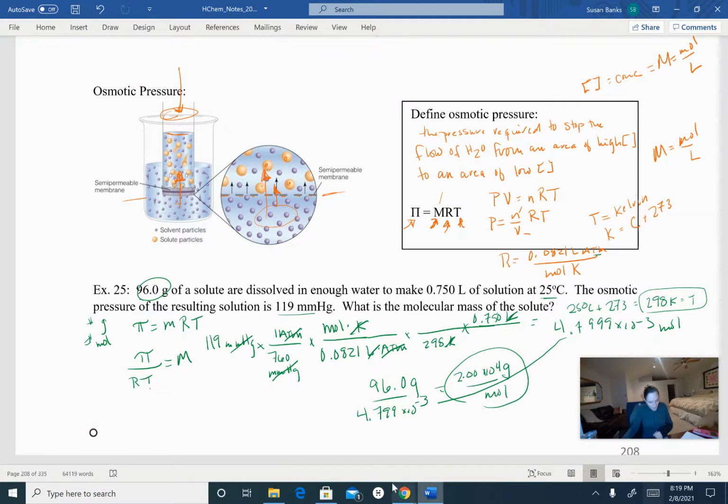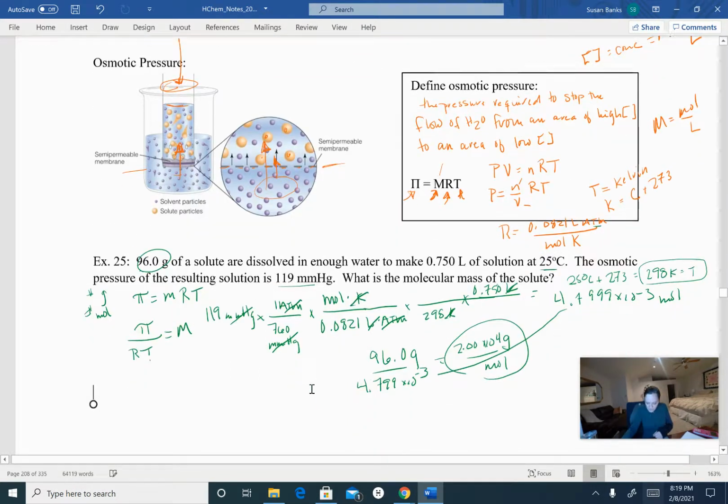So we have talked about vapor pressure lowering, freezing point depression, boiling point elevation, and osmotic pressure. These are all colligative properties that are all based on number of particles, but not particle type.